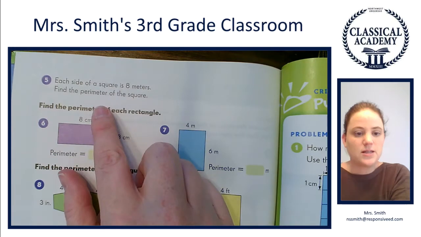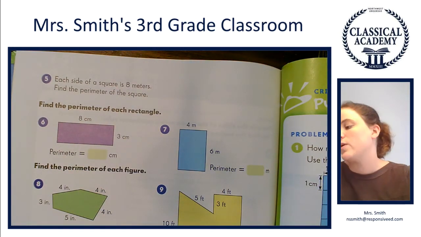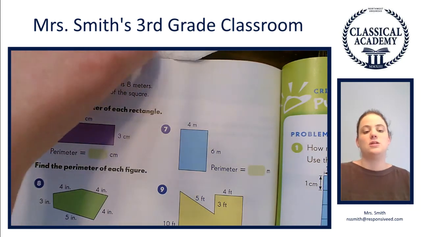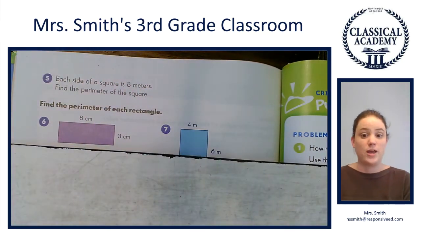This one's kind of fun. It says each side of a square is 8 meters. Find the perimeter of the square. They didn't draw it for you. Is it okay that they didn't draw it for you? Can you still find it? Yes. One option is to draw it yourself. One is just to use your head.